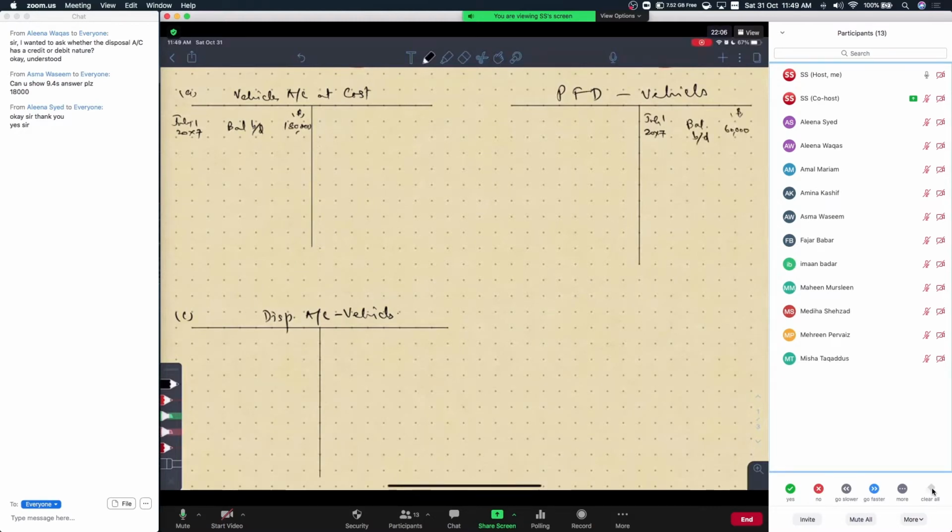So give me a green check if we understand placing these two values over here. The starting point is 1st of July 20X7, and in double entry system, the starting point is simply the balance brought down. So if you do understand the placing of these values, then give me a green check, Amal and Mehreen.